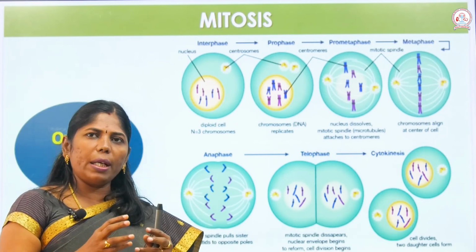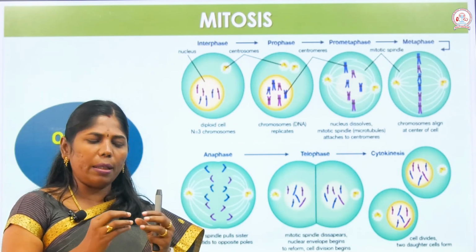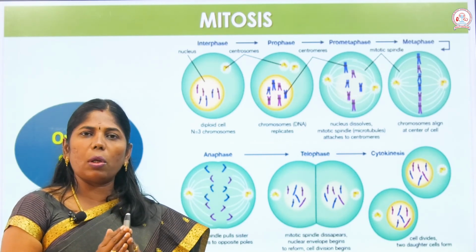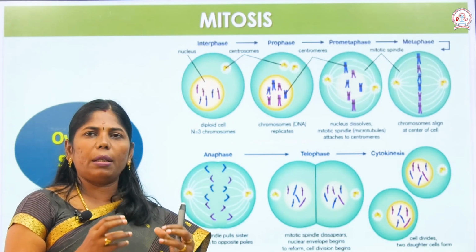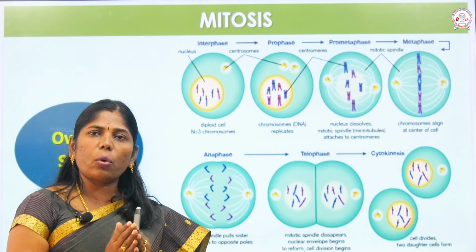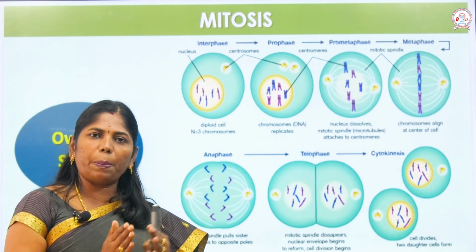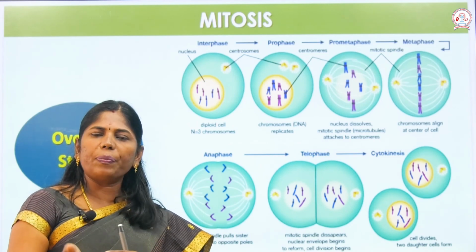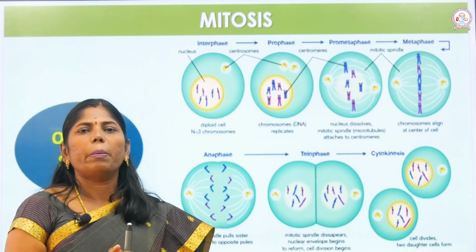In the telophase, the spindle fibers disappear and the nuclear membrane, nucleolus and all the cell organelles reappear. At the end of the telophase we can see cytokinesis. Cytokinesis in the plant cell is by the cell plate method. In the animal cell there is the cell furrow method, which we studied.